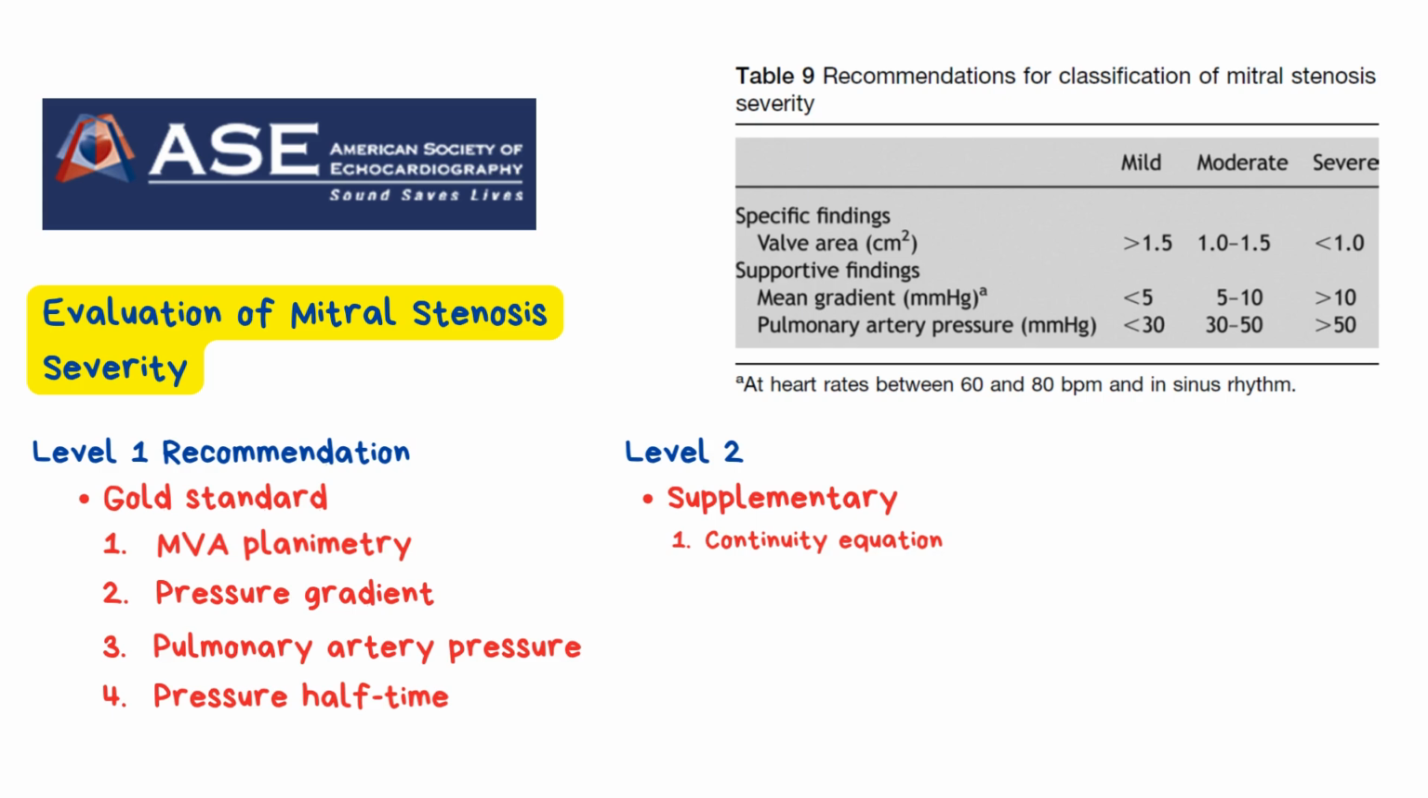By comparing stroke volumes at the mitral valve and LVOT, we can calculate the mitral valve area, or MVA, especially useful when planimetry is unclear or technically limited. Next is the PISA method, short for proximal isovelocity surface area. This technique estimates mitral valve area by analyzing flow convergence on the atrial side of the valve. It's helpful in moderate to severe cases, though it requires good color Doppler images and experience in proper setup.